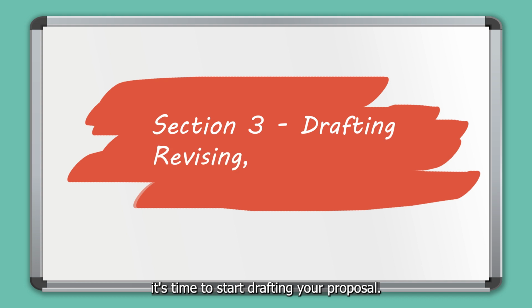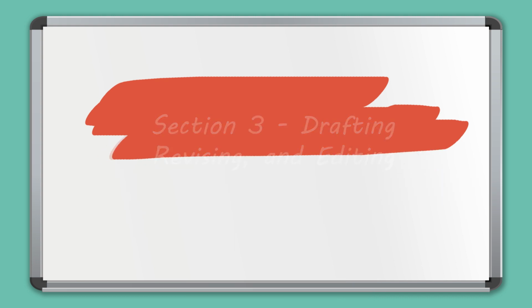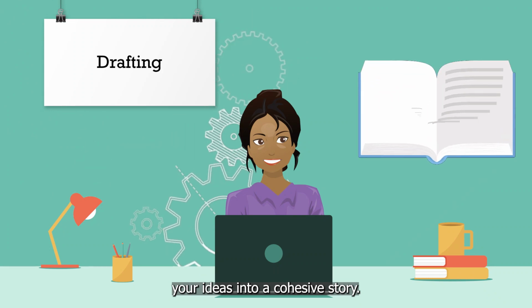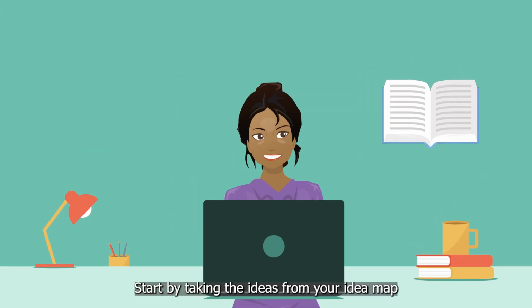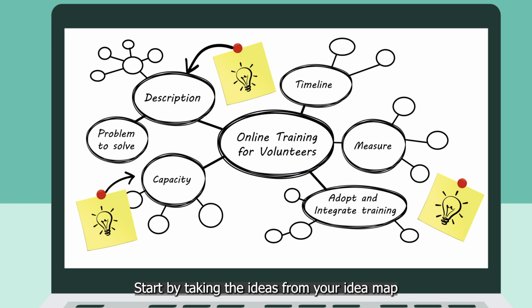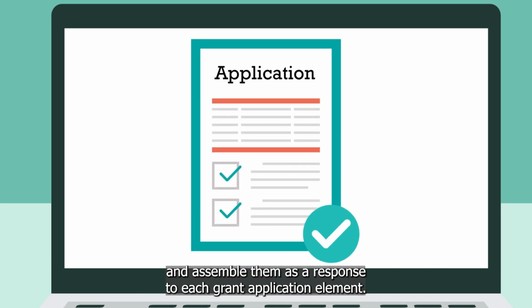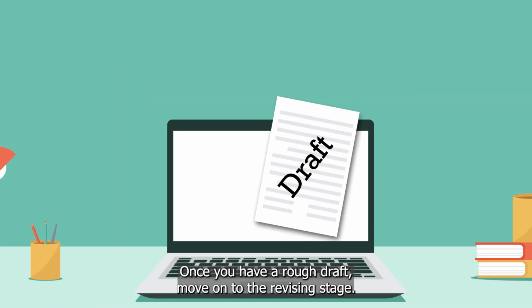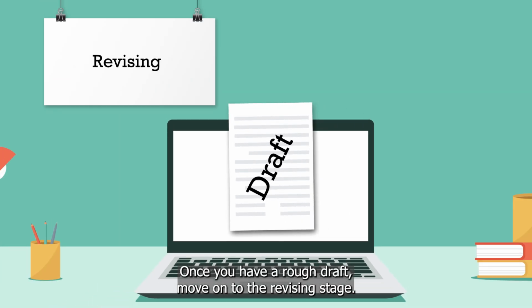With the structure in place, it's time to start drafting your proposal. The drafting stage is where you organize your ideas into a cohesive story. Start by taking the ideas from your idea map and assemble them as a response to each grant application element. Once you have a rough draft, move on to the revising stage.